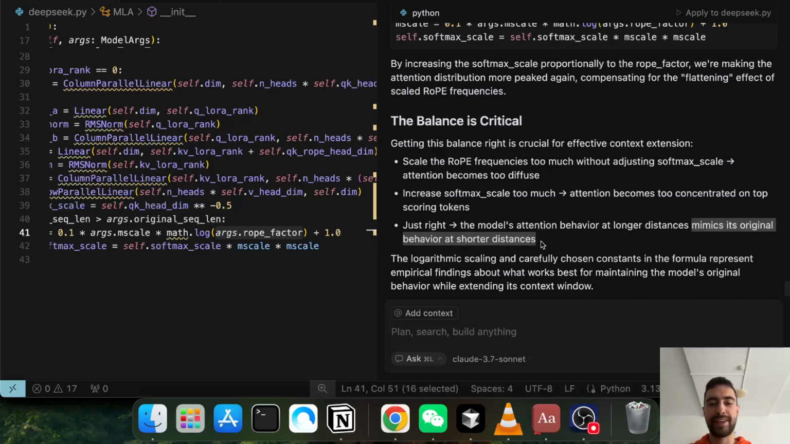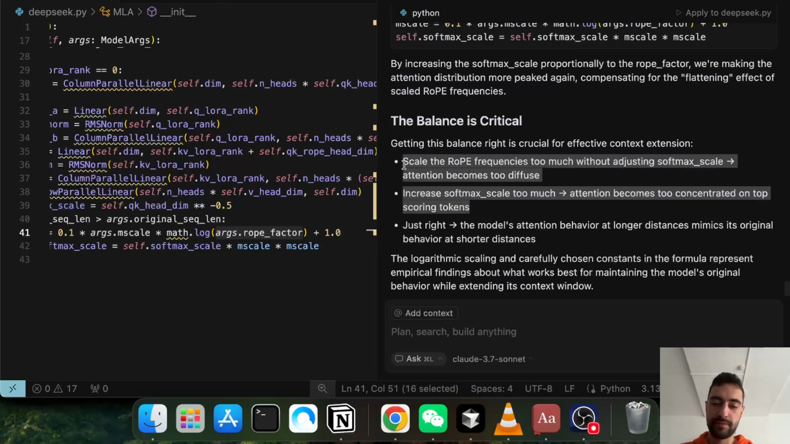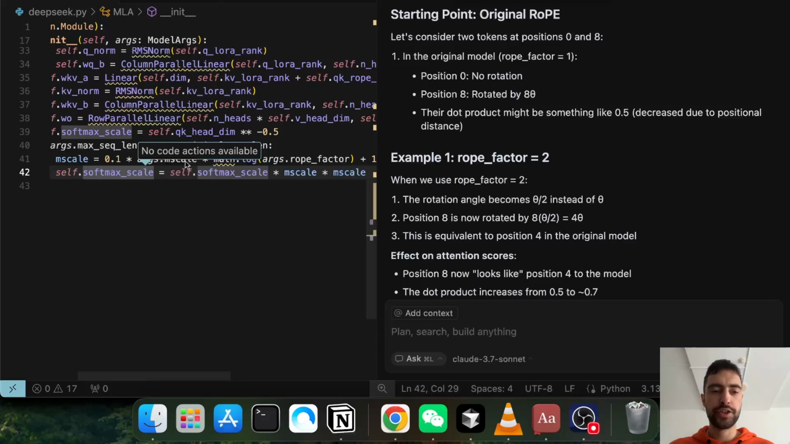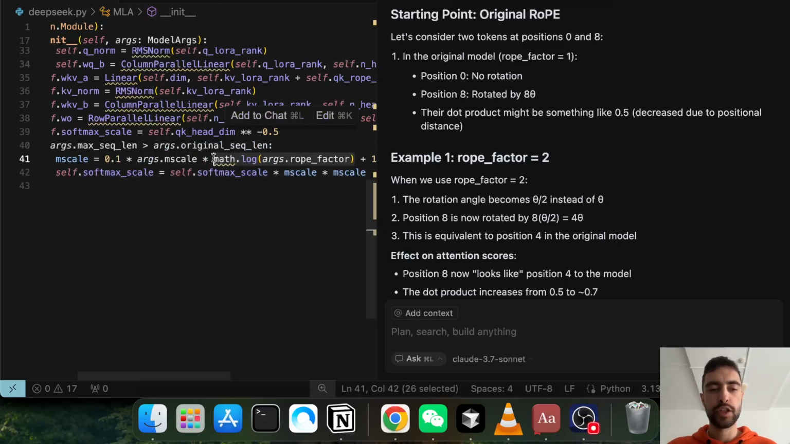shorter. I'm not sure what they mean here, but it mimics, yeah, maybe. I don't know what they mean. So we just use these two to balance each other. I want to first know, why are we applying logarithm function to rope factor?